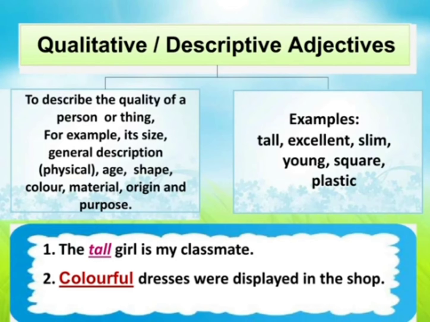Let's see an example here. The tall girl is my classmate. Here girl is a noun. And how is the noun being described? The noun girl is described as tall. So tall is an adjective, and that too qualitative. Why? Because it is telling what kind of girl we are talking about. We are talking about a tall girl. Here it is telling the quality of the girl, that she is tall. So tall is a qualitative adjective. Next, colorful dresses were displayed in the shop. Again, colorful is a qualitative adjective. Why? Because here colorful is telling the quality of the dresses.